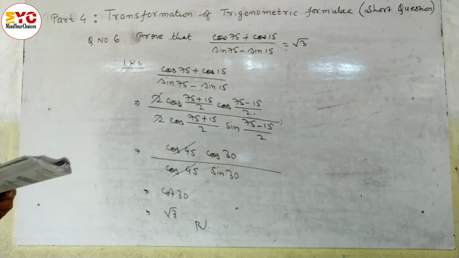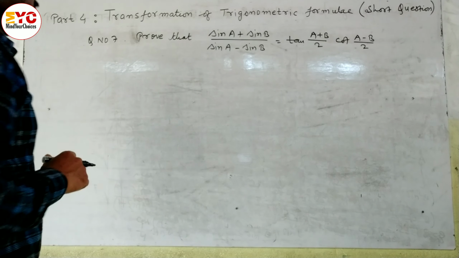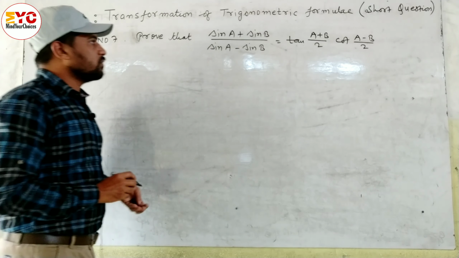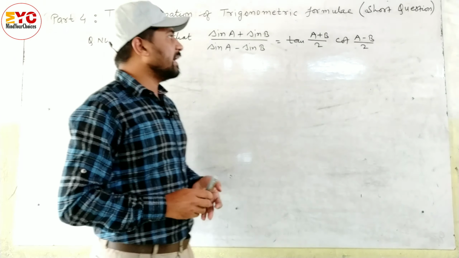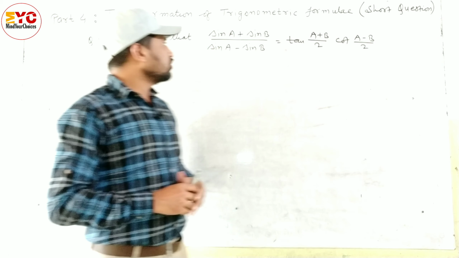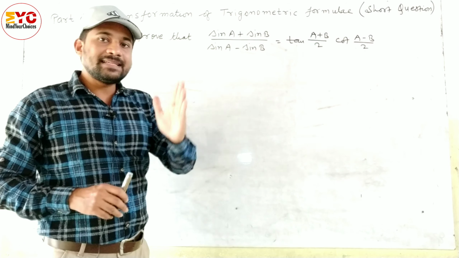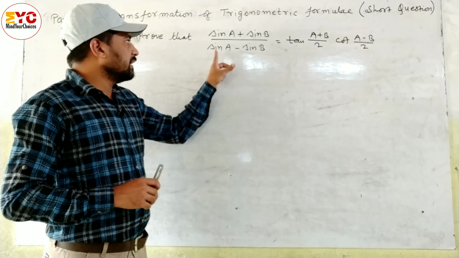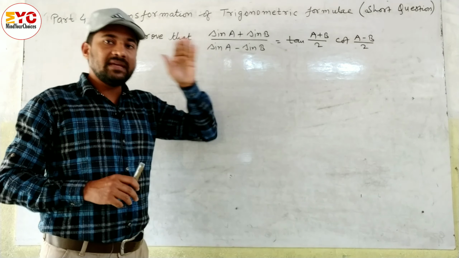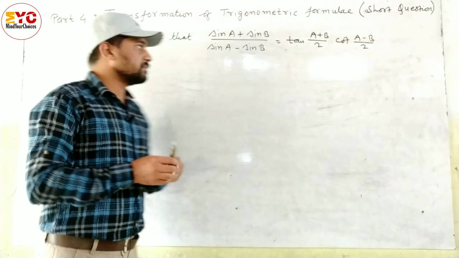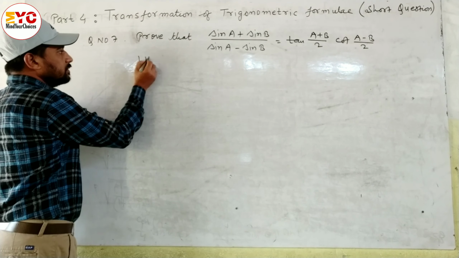Now look at question number 7, and the question number 7 is, prove that (sin a plus sin b) by (sin a minus sin b) is equal to tan (a plus b) by 2 cot (a minus b) by 2. So here sine A plus sine B means sine C plus sine D. We can use the formula. Here sine A minus sine B means we can use the formula of sine C minus sine D. Take LHS here.